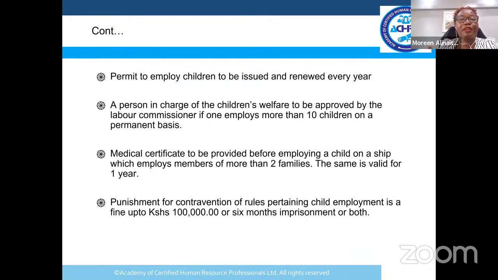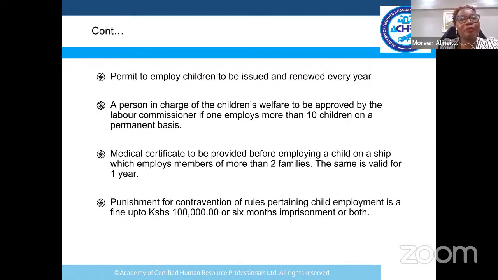This again is very, very interesting, because in as much as the law is saying you cannot employ children, it also provides, as they say, every general rule has got exceptions. So I believe these are the exceptions to the general rule. You cannot employ children. But in case you want to employ children, they have to be 16 and above.